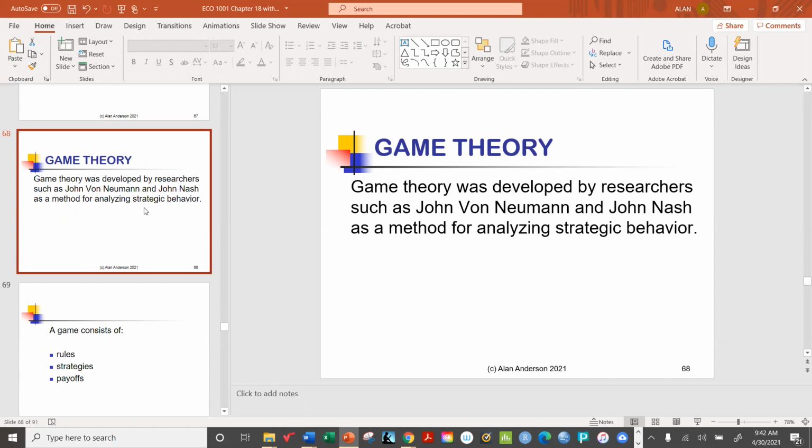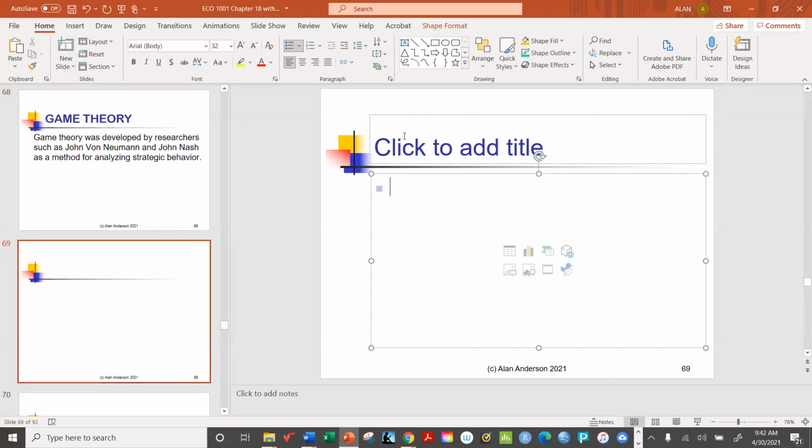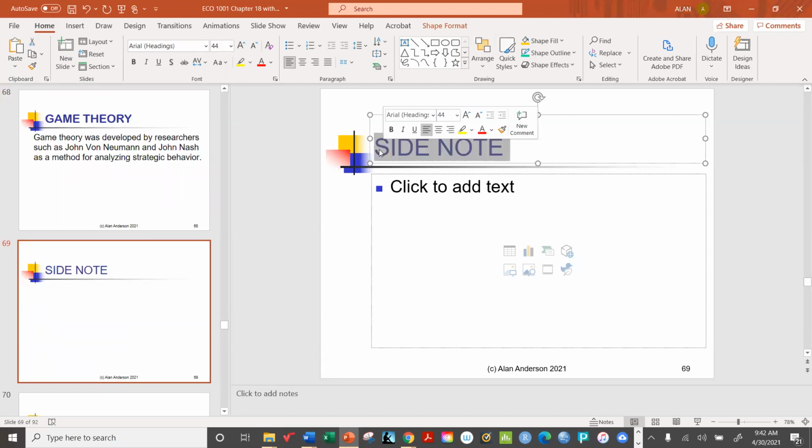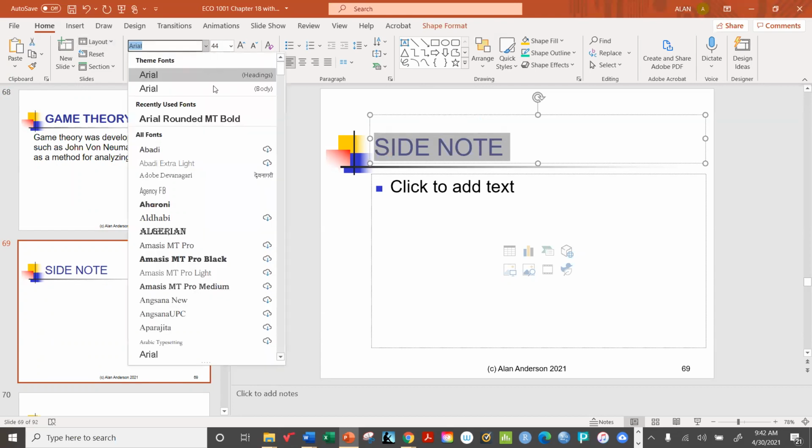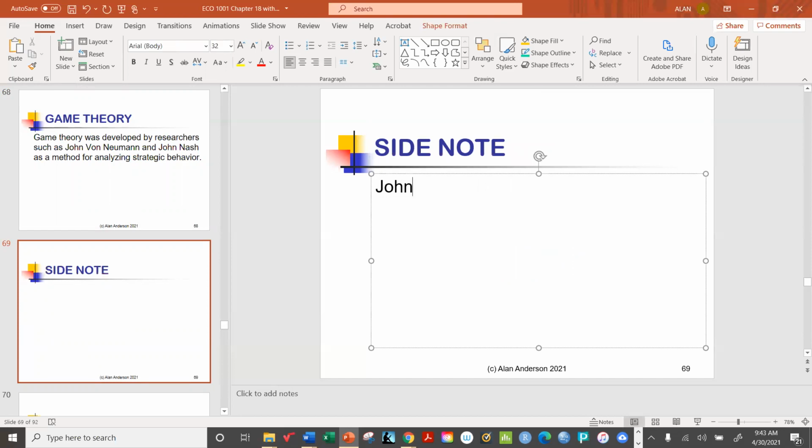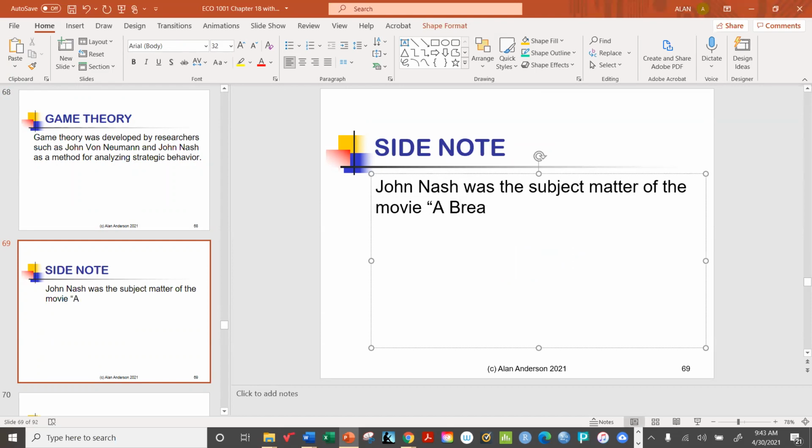And then John Nash also developed his own version of it in his doctoral dissertation at Princeton. And in fact, Nash eventually won the Nobel Prize in economics. He was also, if you've ever seen that movie, A Beautiful Mind, I'll just throw this in here as an aside. Side note, this had nothing to do with economics, but if you've ever seen this movie, John Nash was the subject matter of the movie, A Beautiful Mind.